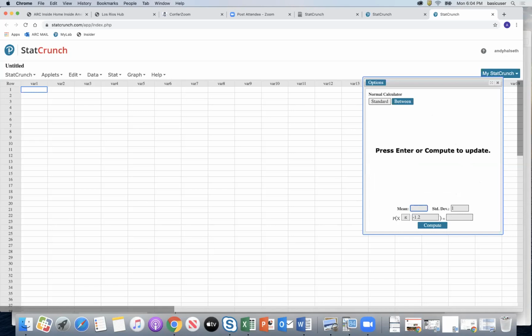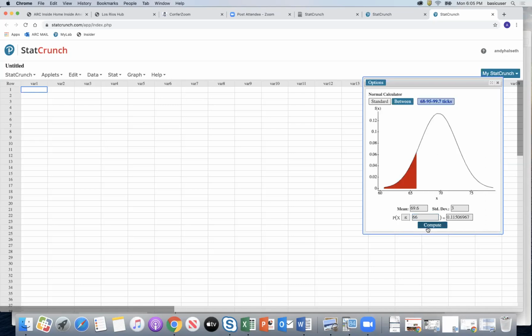So I can enter in the mean in the problem, 69.6, the standard deviation 3. Now I'm going to be putting the actual x value here, 66. So that setup will give you the answer directly. There it is, the 0.1151.